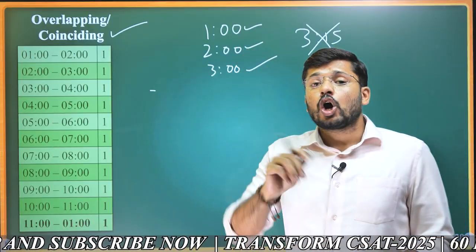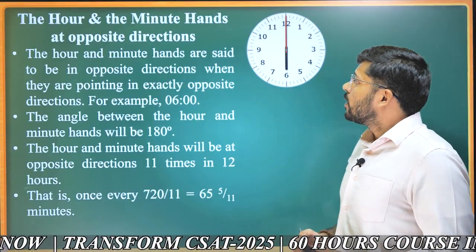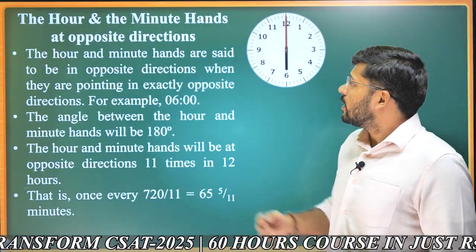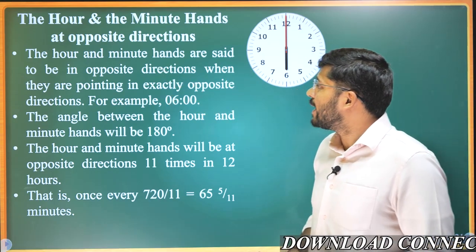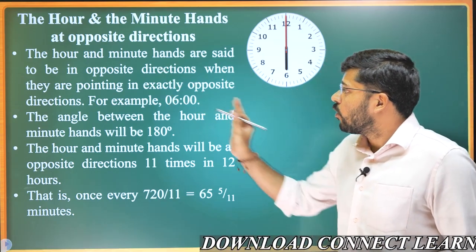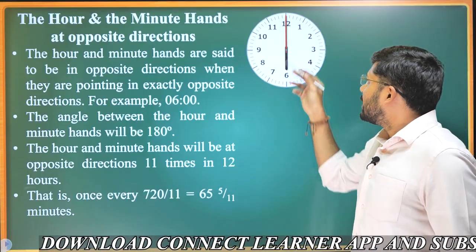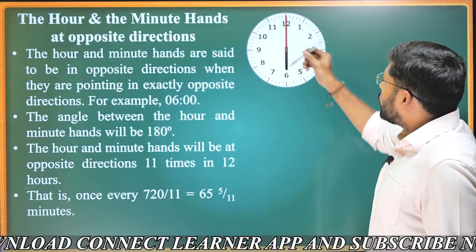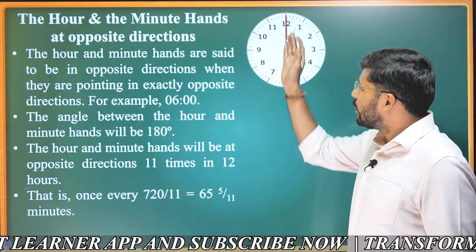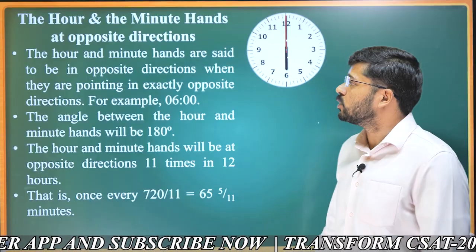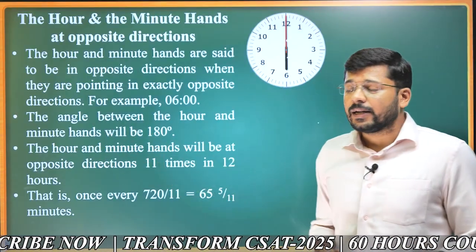Now we will talk about opposite directions. The hour and minute hands are said to be in opposite directions when they are pointing in exactly opposite directions. For example, 6 o'clock. Look at this clock. It is showing 6 o'clock. The hour hand is pointing here and the minute hand is pointing here, and the angle between them is 180 degrees, exactly opposite directions. So that is what we call opposite directions. The angle between the hour hand and the minute hand will be 180 degrees.